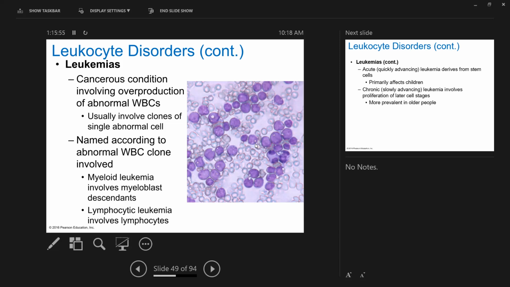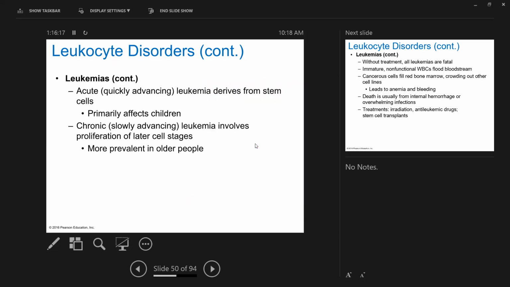And that's what happens. You can't fight infections. You have no strength to fight infections because you don't have enough oxygen, because you're not producing enough red cells. And these immature white cells are crowding everything else out. So, this is what our leukemia looks like. Now, it usually comes in two categories, either an acute leukemia or a chronic leukemia. Acute leukemias are fast growers, usually affecting children. The chronic leukemias, on the other hand, are slow growers, and we see this in older people.